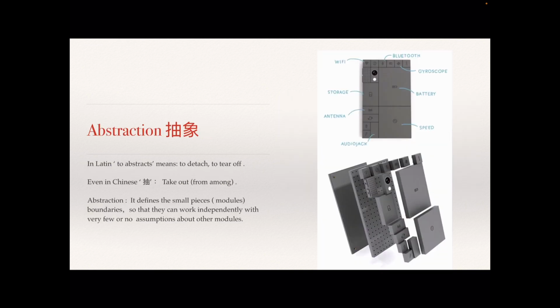Now let's speak about abstraction. In Latin, abstraction means to detach or to tear off. So abstraction defines small pieces or modules. It defines these pieces' boundaries so that they can work together. But at the same time, we make no assumptions. Each module should make no assumptions about the other modules. What does this mean? For example, the CPU should not make any assumption about the battery, and should not make any assumption about the Wi-Fi module, and so on.